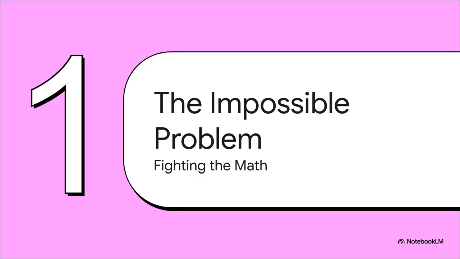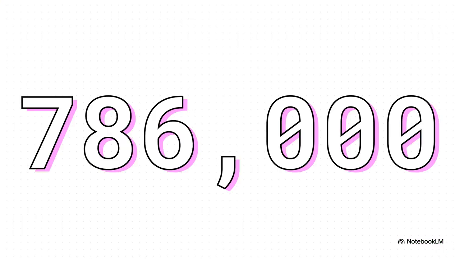Section 1. The impossible problem. Fighting the math. Ultimately, every generative model is really just trying to do one single job: output brand new samples from a totally unknown data distribution. But we really need to talk about the visceral nightmare of the math behind that job.